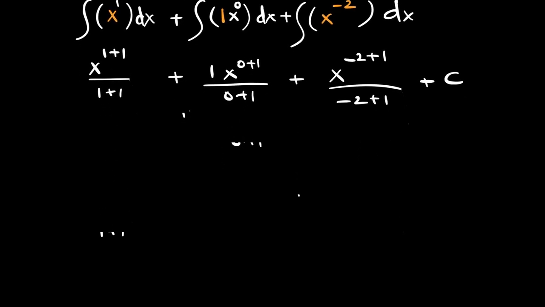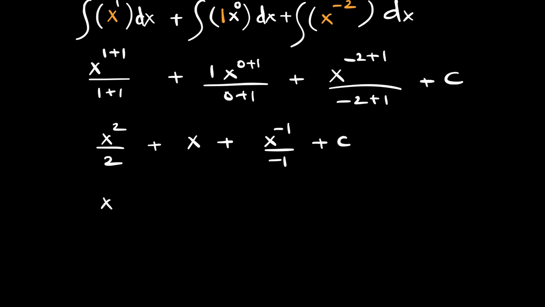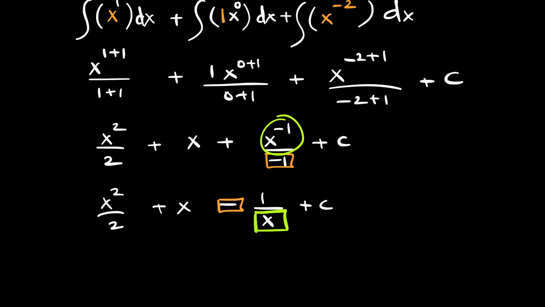So therefore, after simplification, the first term becomes x squared over 2. The second term is simply x. The third term is x raised to the power of minus 1 divided by negative 1, plus c. This is x squared over 2 plus x minus 1 over x plus c. This minus 1 is giving us this, and x raised to the power of negative 1 is written as 1 over x in the denominator. So this is the expression that we obtain after integration.